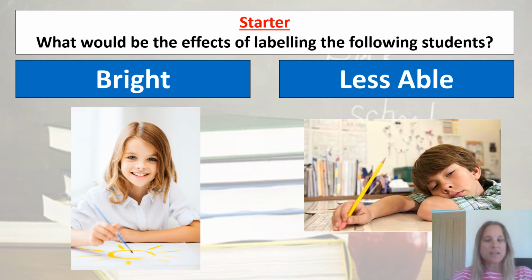So I'd like you to start today by just looking at this starter activity. Look at the child on the right, who we have labelled less able, and the child on the left, who is bright. And I just want you to jot down what would be the effects of teachers labelling the following students.